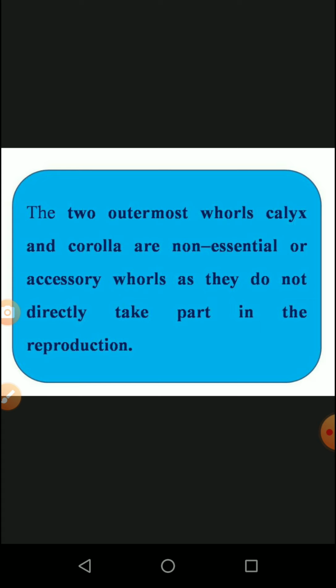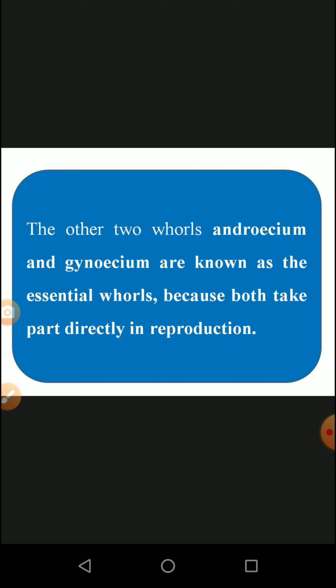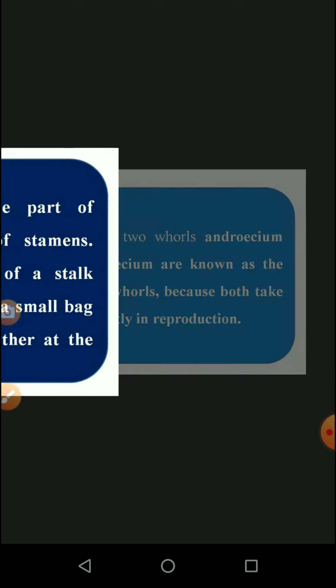It may be asked as a one mark question: which is the accessory part of the plant? That means we write down calyx and corolla. And the other two whorls, the androecium and gynoecium, are known as the essential whorls because both take part directly in reproduction. The androecium produces the male gamete, and at the same time the gynoecium produces the female gamete.